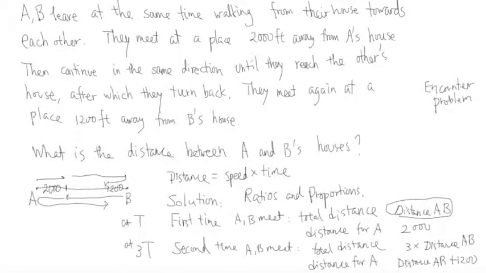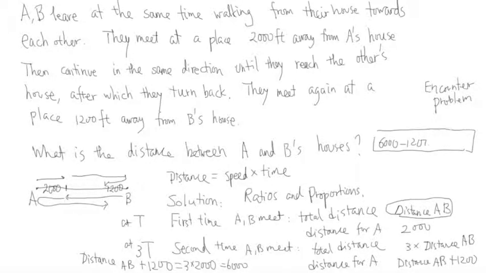So now what we know is that distance AB plus 1,200, by this ratio, the relationship in terms of ratio will be 3 times the 2,000 A traveled, which is 6,000. And that immediately gives us the answer. What's the distance between A and B? Well, even though we don't know the speed, we still can figure it out, because it is 6,000 minus 1,200, because here's the relationship: A traveled the whole distance plus 1,200, which turns out to be 6,000. So the distance equals 4,800. Okay.